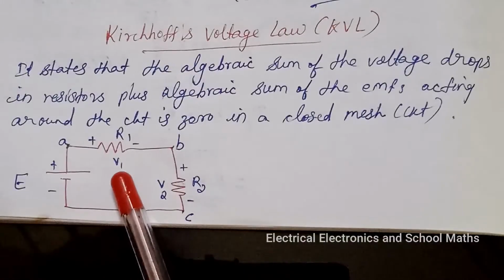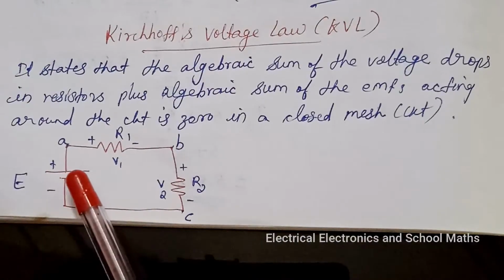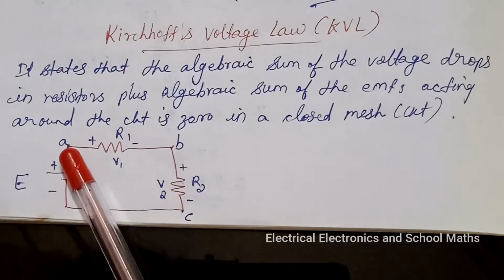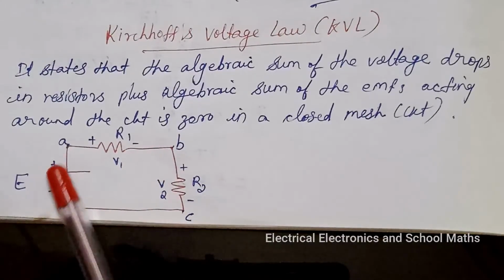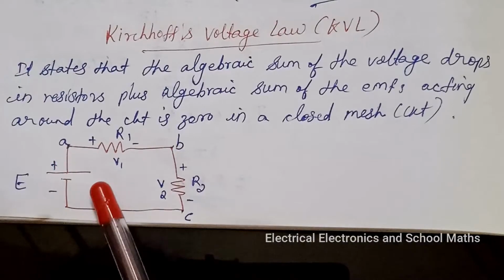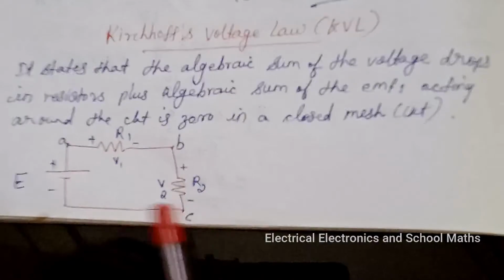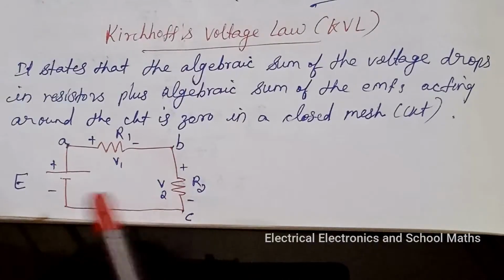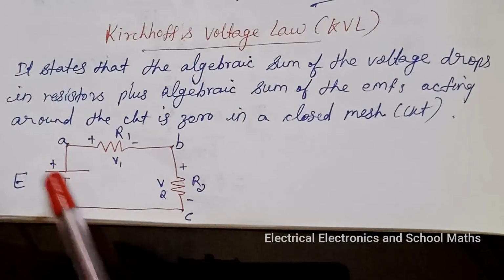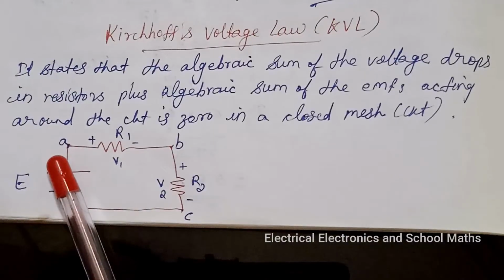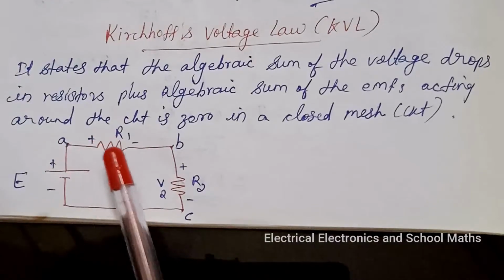Look into the picture. We can trace a continuous path that leaves point A through R1 and returns through E without leaving the circuit. Therefore, ABCA is a closed loop, and a plus sign is assigned to a potential rise and a minus sign is assigned to a potential drop.